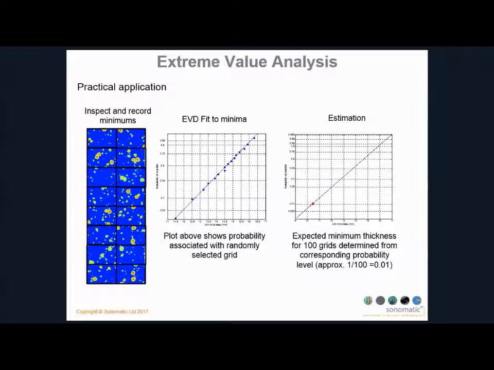We can also extrapolate from that to carry out estimation. So now we've carried on much further down the probability axis and thickness axis. And in this case, for instance, we might be interested in what's the minimum for 100 grids. That's indicated by the red dot, which corresponds to a probability of 0.01, which corresponds approximately to the probability level for 100 grids, which is 1 over 100. So from that extrapolation, we can say that the minimum thickness that we'd expect for 100 grids would be about 10.4 millimeters.